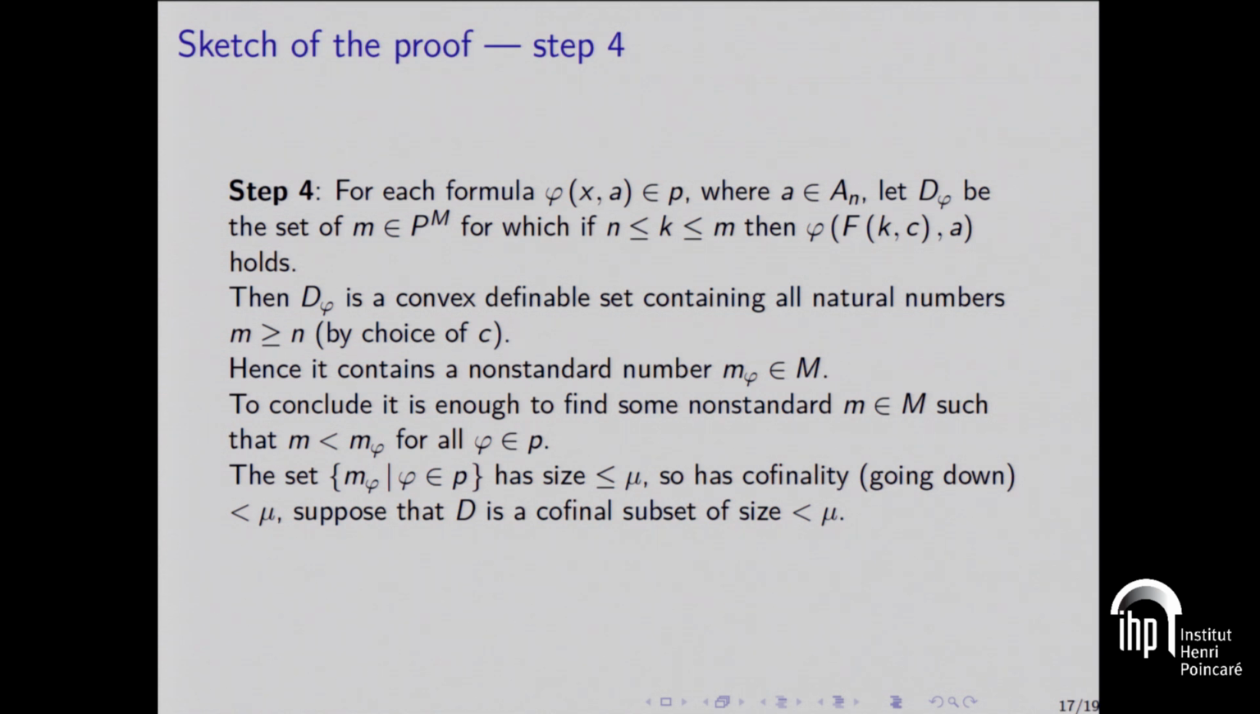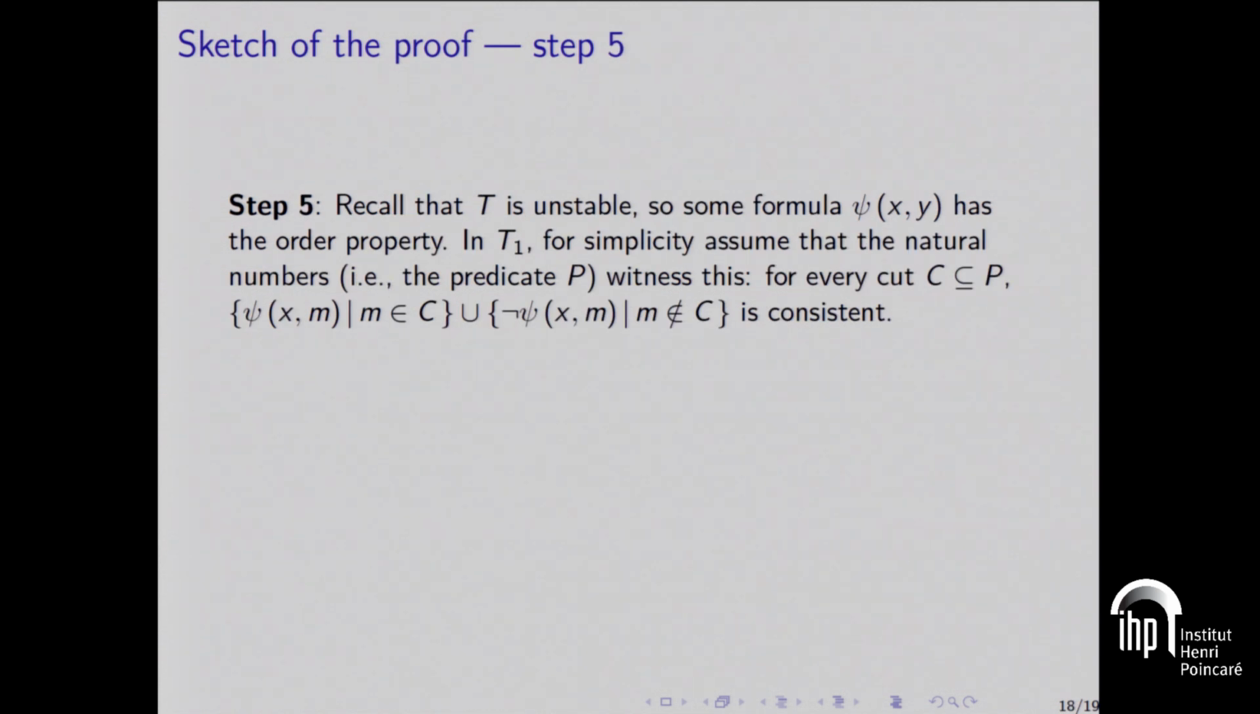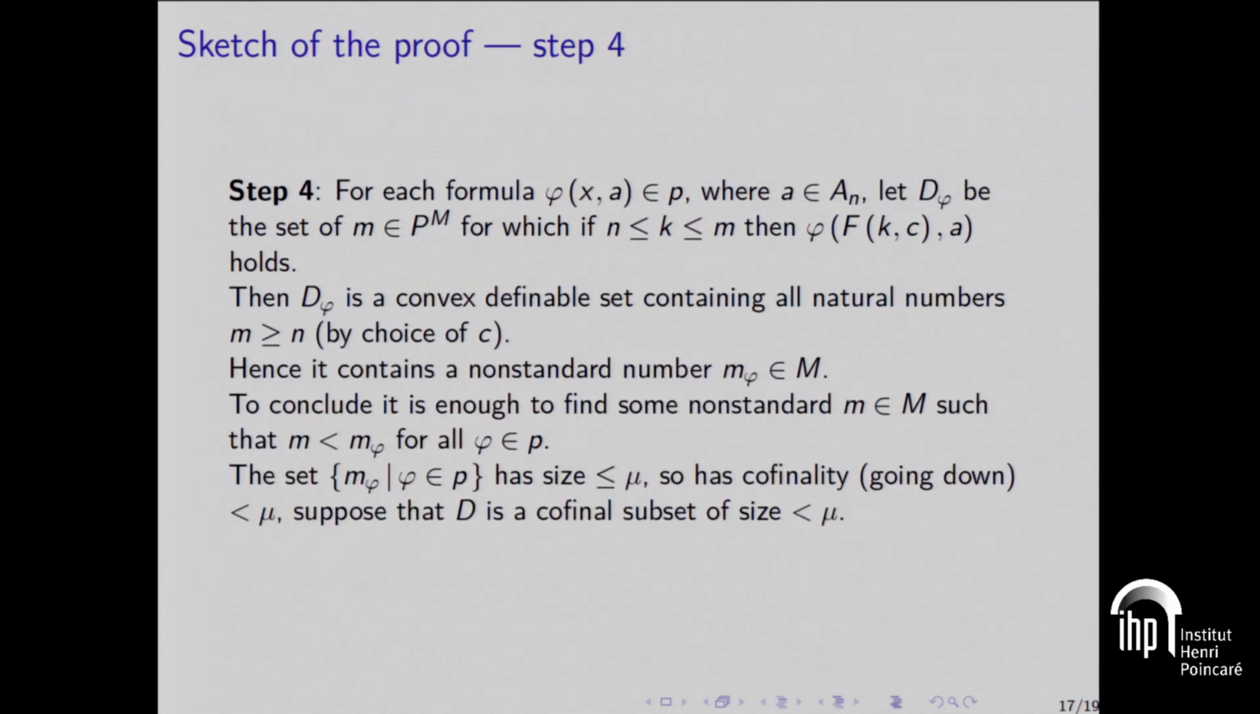Okay, so now remember that D is a cofinal subset. D is contained here, and it's of size less than kappa, and it's cofinal going down toward the natural numbers. So it's enough to find some element which is smaller than D.